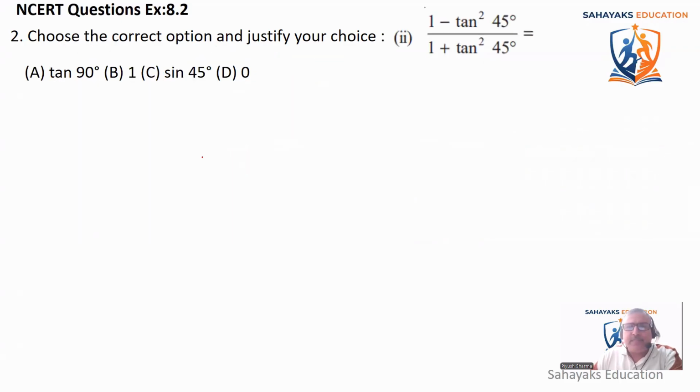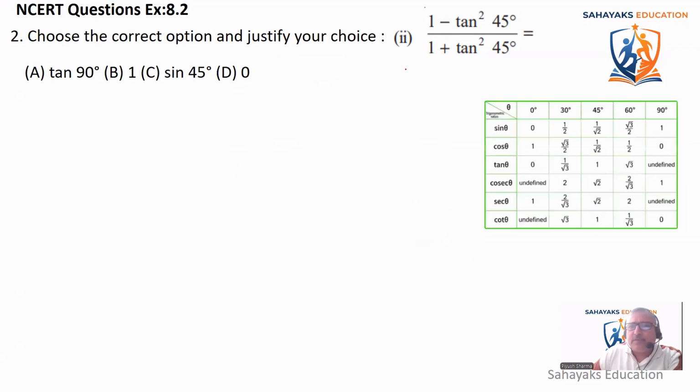Okay. So it is a similar question where we have to find the values. Now, this is a simpler one because we know tan 45 is 1. So it becomes 1 minus 1 square divided by 1 plus 1 square. So it becomes 1 minus 1 square is 0 divided by 2. The answer comes out to be 0.